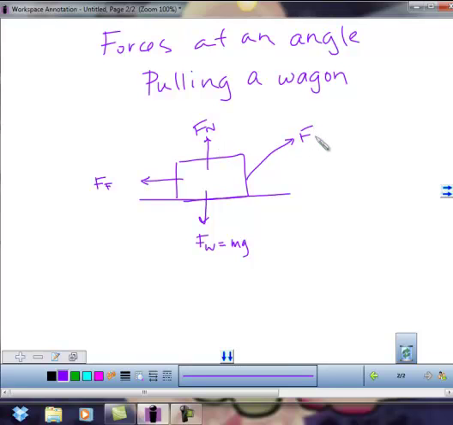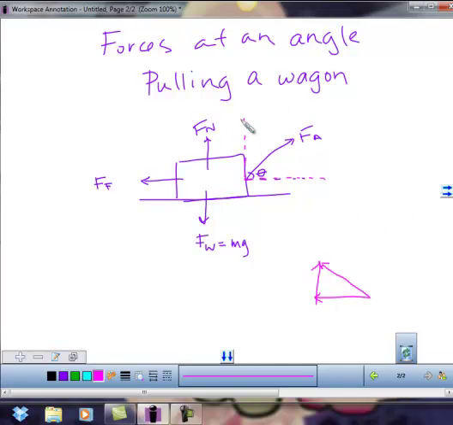But at this point, our force applied is at an angle to the horizontal. So because it's at an angle, we need to break it into its two components. So the components are the vertical component and the horizontal component. Now, this is just simple trig, because what happens is when I have a vertical component and a horizontal component, my resultant is the hypotenuse of the triangle.